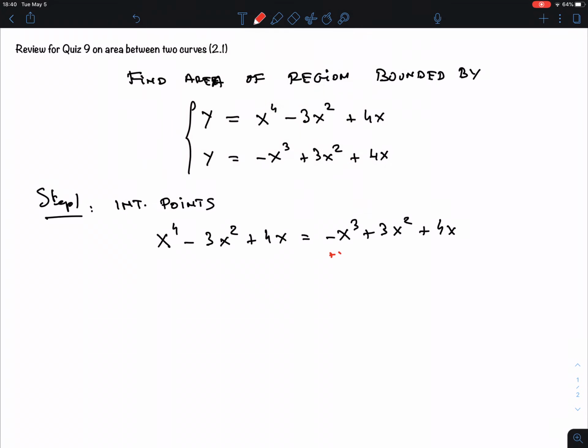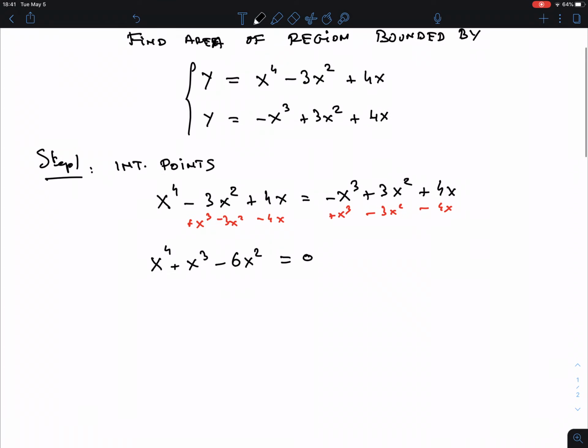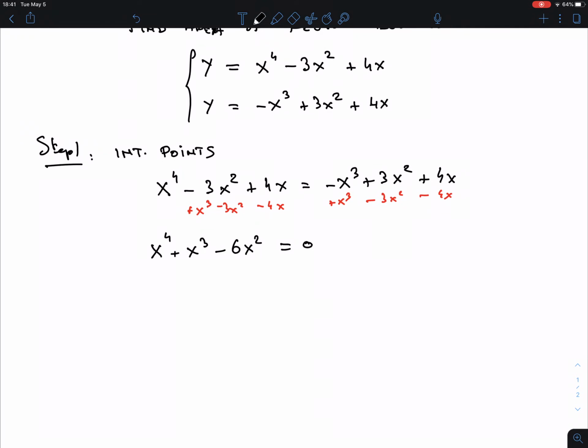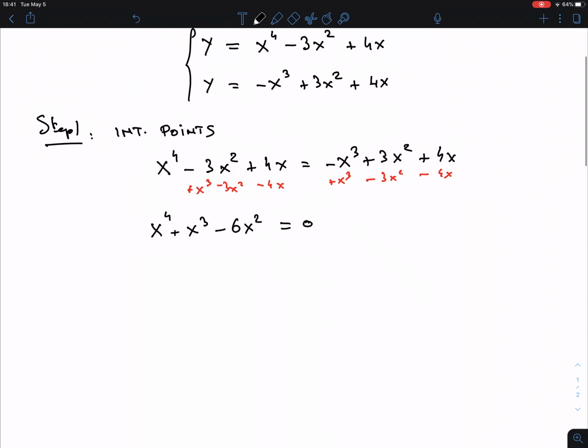So we do here plus x cubed, minus 3x squared, and minus 4x. So we get x to the fourth plus x cubed. We have a minus 3x squared, so like terms is minus 6x squared, and the 4x is cancelled. So this is equal to 0. We have to factor this. The first thing we see is that we can factor x squared. So x squared, and then we have x squared plus x minus 6.